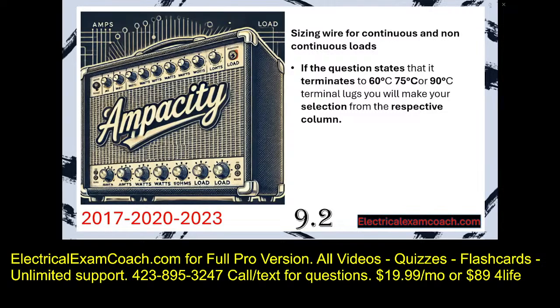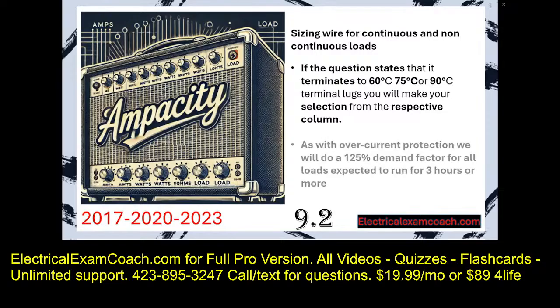If the question states that it terminates to 60, 75, or 90 degree C terminals, we're going to make our selection from that respective column under normal circumstances. And the second one is, as with overcurrent protection, like we learned before, we're going to do 125% demand factor for all loads that are expected to run for 3 or more hours.